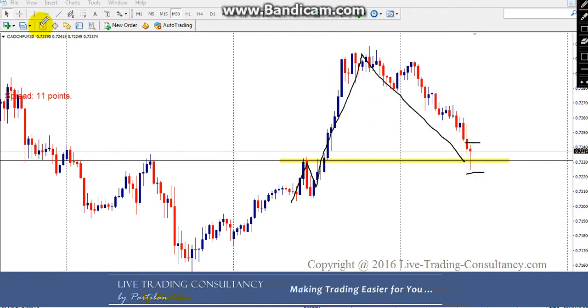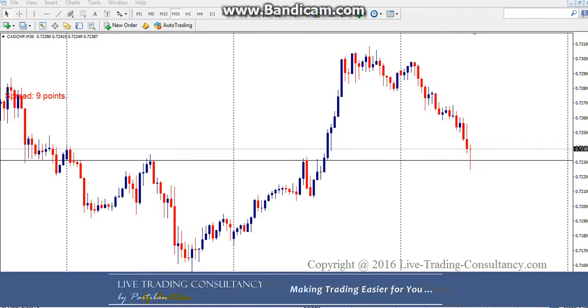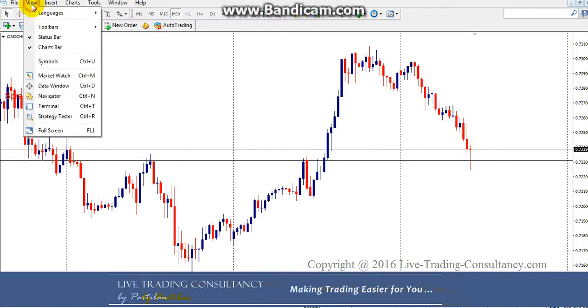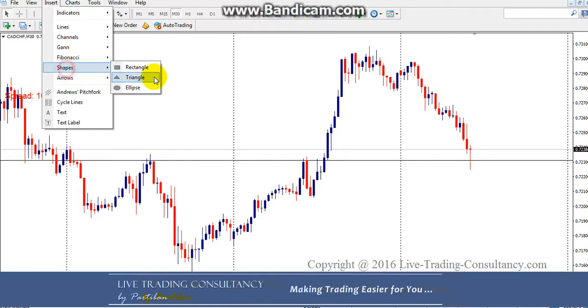This is an H4, 30-minute chart. Just now it's 4:25, so the 30-minute chart will be complete in another 5 minutes. Just give your focus to this currency. It's going to give you guys a good return.